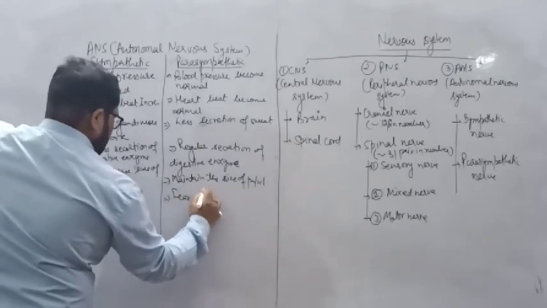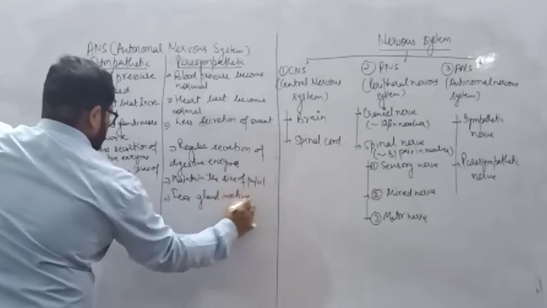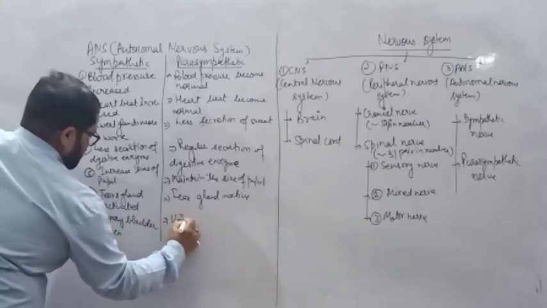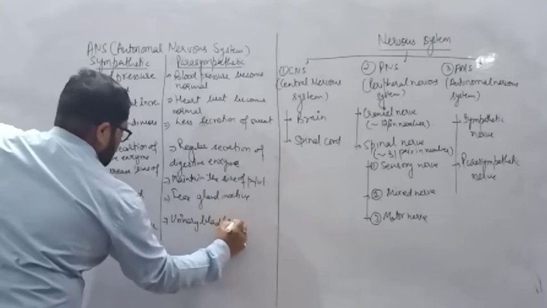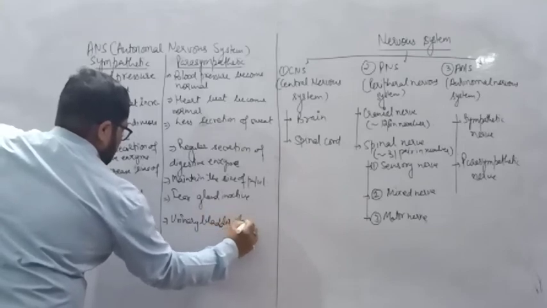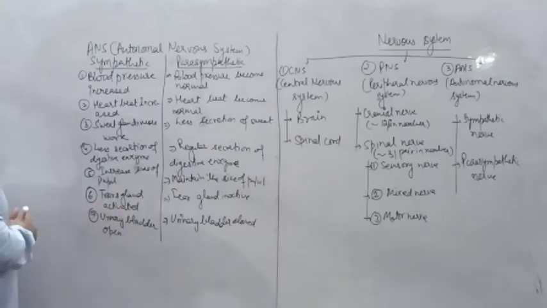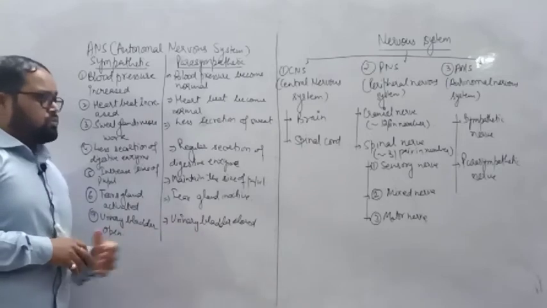tear gland inactivated. Urinary bladder open, urinary bladder closed, or urinary sphincter. In some books you will see urinary sphincter, that is also correct. Urinary sphincter is open, urinary sphincter is closed.